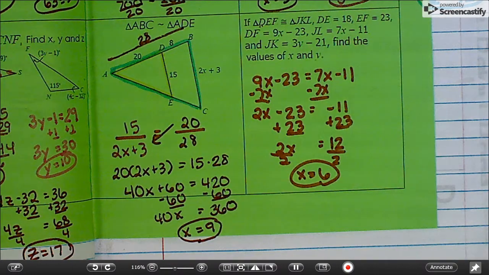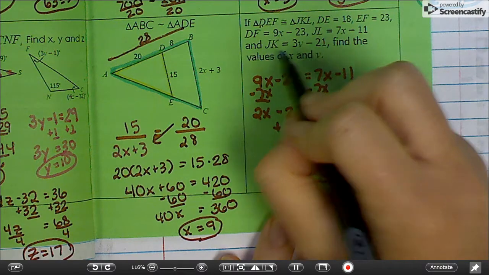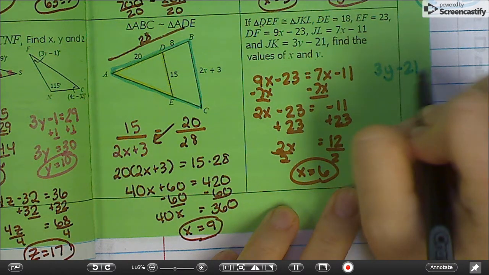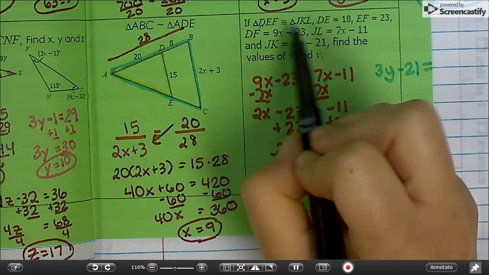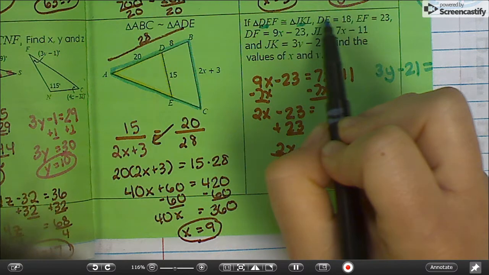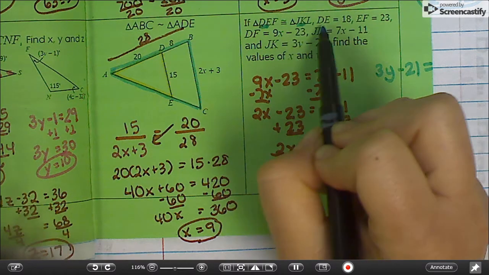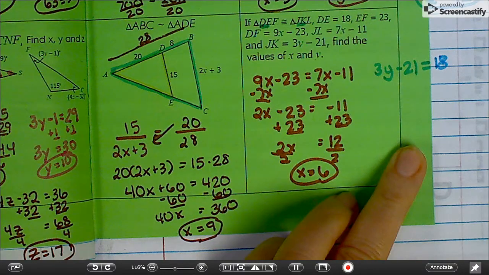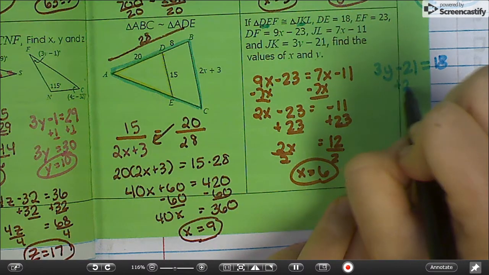All right, and let's see about how we can find y. So y is over here on JK, 3y minus 21. So we need to find out what corresponds to JK. JK goes with DE, so let's look at our information. Hey, look, DE is 18. All right, and then solve.